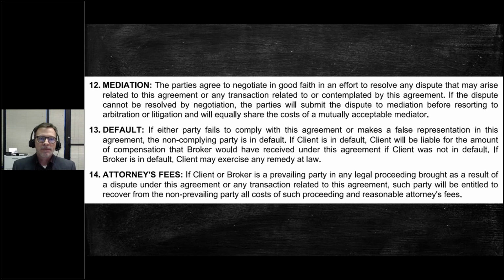So the parties agree to negotiate in good faith in an effort to resolve any dispute that may arise related to this agreement or any transaction related to or contemplated by this agreement. So we'll try our best to resolve it. If the dispute cannot be resolved by informal negotiation, the parties will submit the dispute to mediation before resorting to arbitration or litigation, and will equally share the cost of a mutually acceptable mediator. All this means is we're going to try to work it out amongst ourselves. If we can't do that, then we're going to go to a mediator first before we file a lawsuit or before we file an arbitration action.